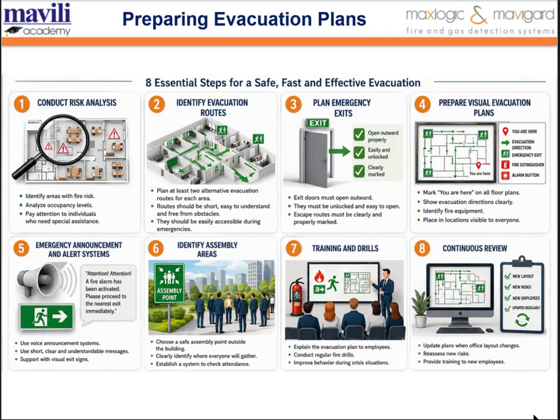with some steps. First of all, risk analysis: identifying areas in the building where a fire is likely to occur, such as electrical panels, kitchens, archives, etc., and analyzing high concentration points, such as meeting rooms or open offices, and also taking into account people with disabilities, the elderly, or those requiring special assistance.